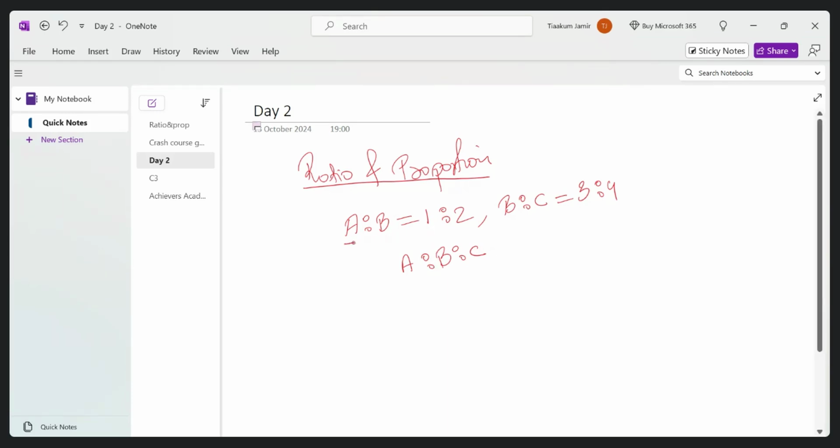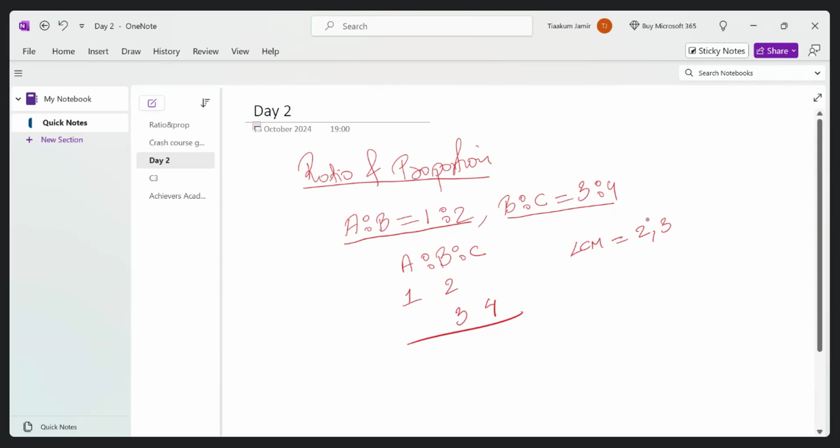So from here, A to B is 1:2. B to C is 3:4. Now in place of B, we want the value which is 2 and 3. For 2 and 3, we have to take a common number. So for 2 and 3, you find the LCM. So LCM of 2 and 3.